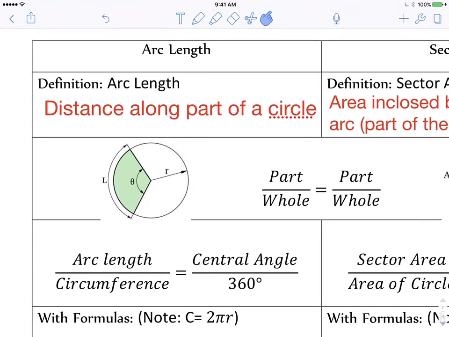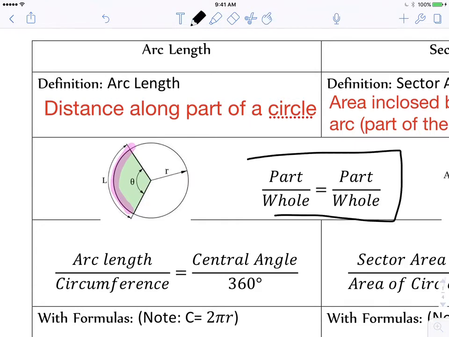Arc length is defined as essentially just the distance along part of a circle, but basically any arc. If you know the radius, we can find the length of that arc. So fill in that definition, and then here's a picture, kind of finding the length of this arc right here. Just a portion of the circle, so not the entire circumference, but part of it. So now let's take a look at how we're going to do that. We're going to use this formula.